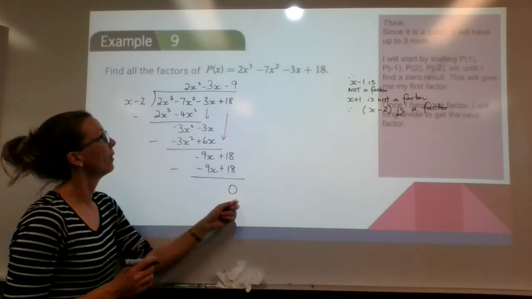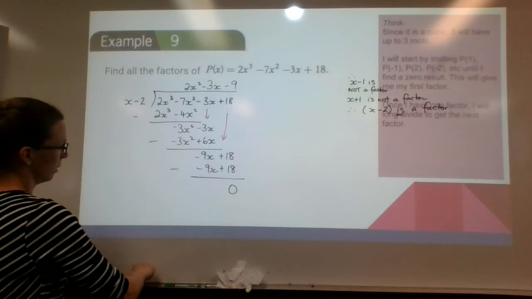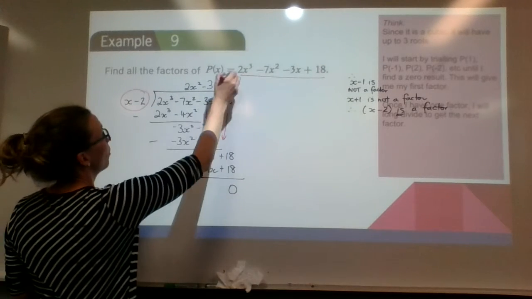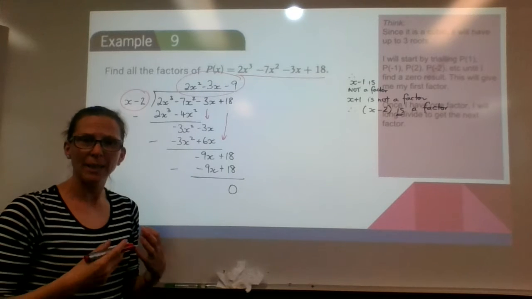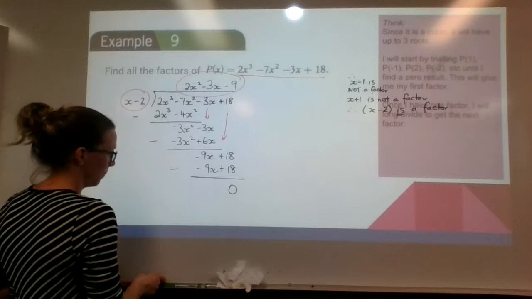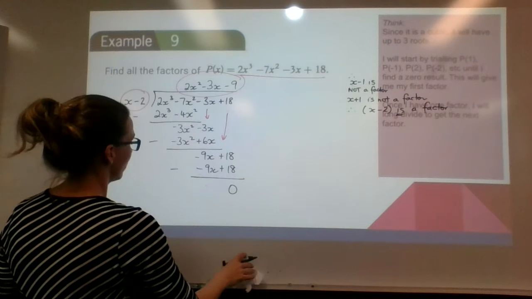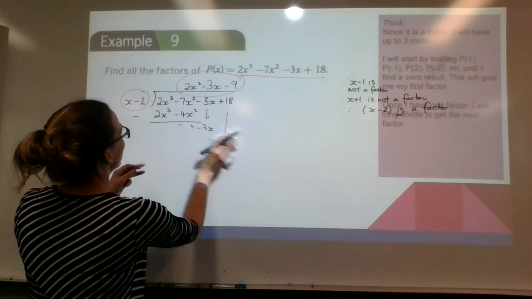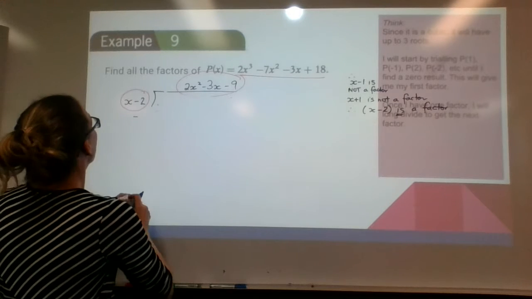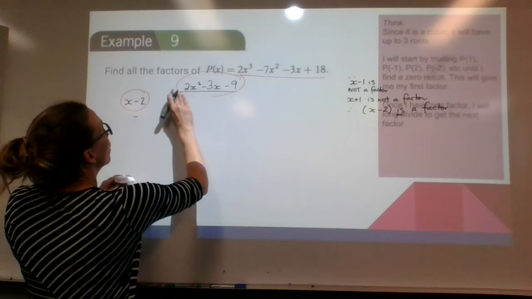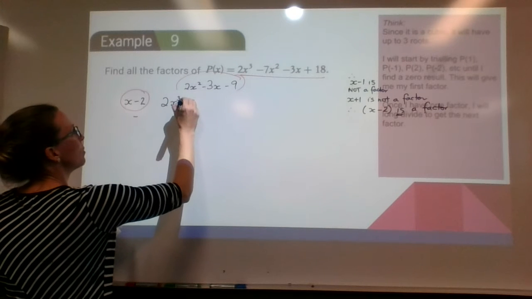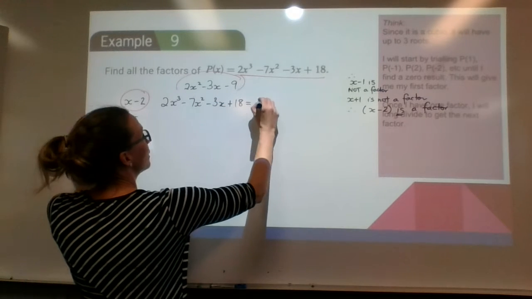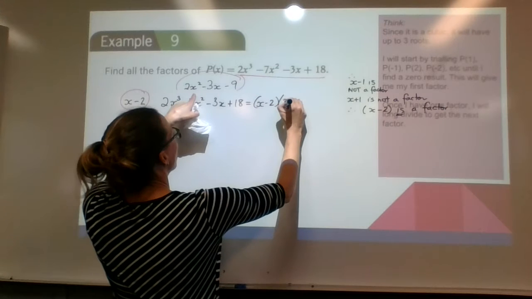I've got this 0, so that tells me that this was my polynomial, this was my divisor, and the bit on top is my quotient. So that quotient is giving me my other two factors. So now I have, and I might rewrite it out using my polynomial expression. I'll remove this because I don't need to see that anymore. I'll try and write this up nicely. So we're going to say 2x cubed take 7x squared take 3x plus 18 equals my divisor times my quotient.